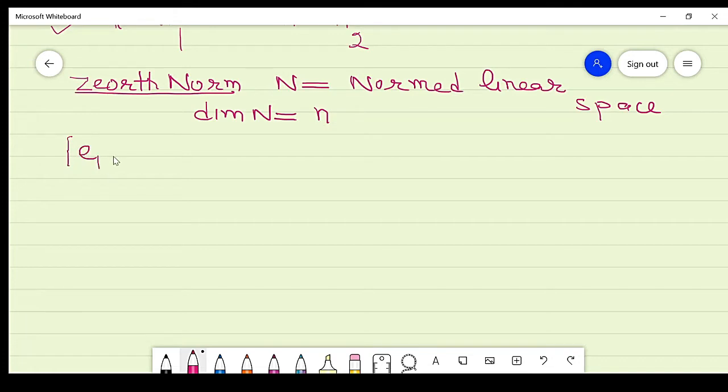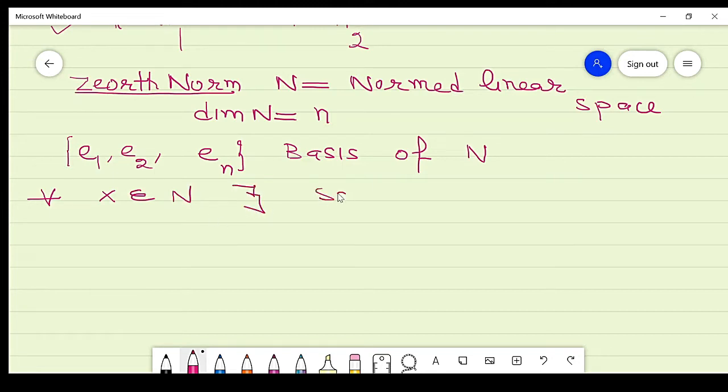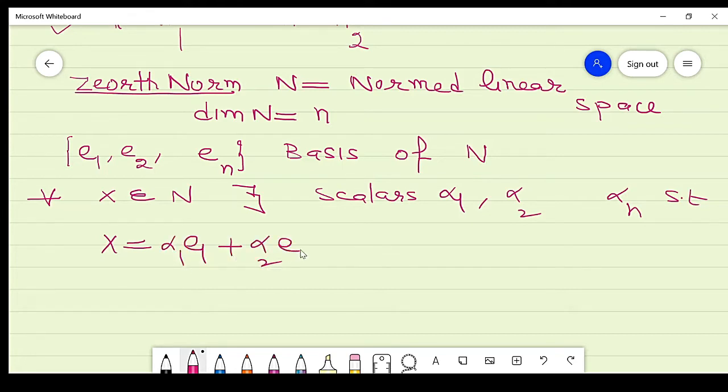Suppose e1, e2, ..., en is a basis of the normed linear space N. If this is a basis, then for every x belonging to N, there exist scalars alpha 1, alpha 2, ..., alpha n such that x is equal to alpha 1 e1 plus alpha 2 e2 plus ... plus alpha n en, and this expression is unique.